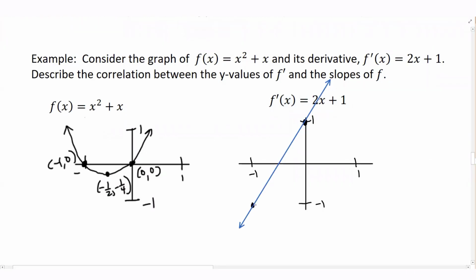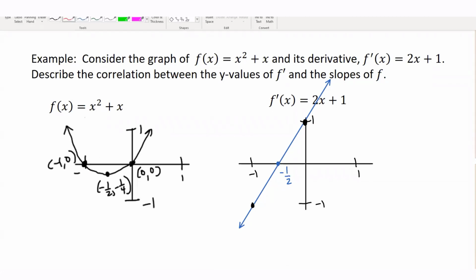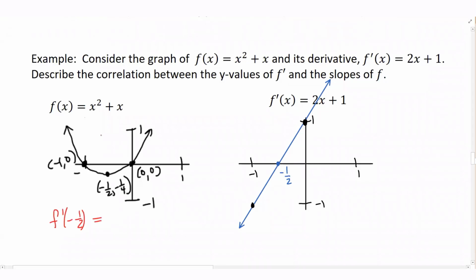And by the way, what is the x-intercept of f prime, the derivative? What would this point here be? Negative 1/2. That's right. One correlation that we've already seen is that the function f at the x value negative 1/2 has what slope? What was f prime of negative 1/2? Slope of the tangent line. Remember, there was a horizontal tangent line here. The slope was 0, right?